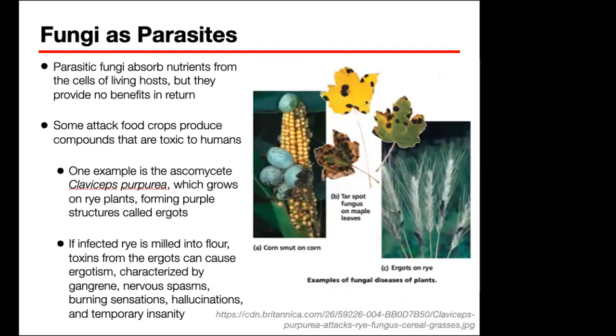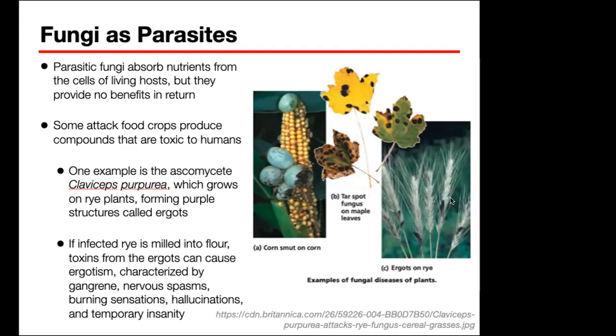Another drawback of fungi is that it's also associated with being parasitic. Okay, there are known parasitic fungi that can absorb nutrients from the cells of living hosts, but they do not provide any benefit in return. So parasite, typical na definition of parasite. And some example of this is the Ascomycete Claviceps purpurea. Ito yung purple, no? Purple na structure na to called ergots.